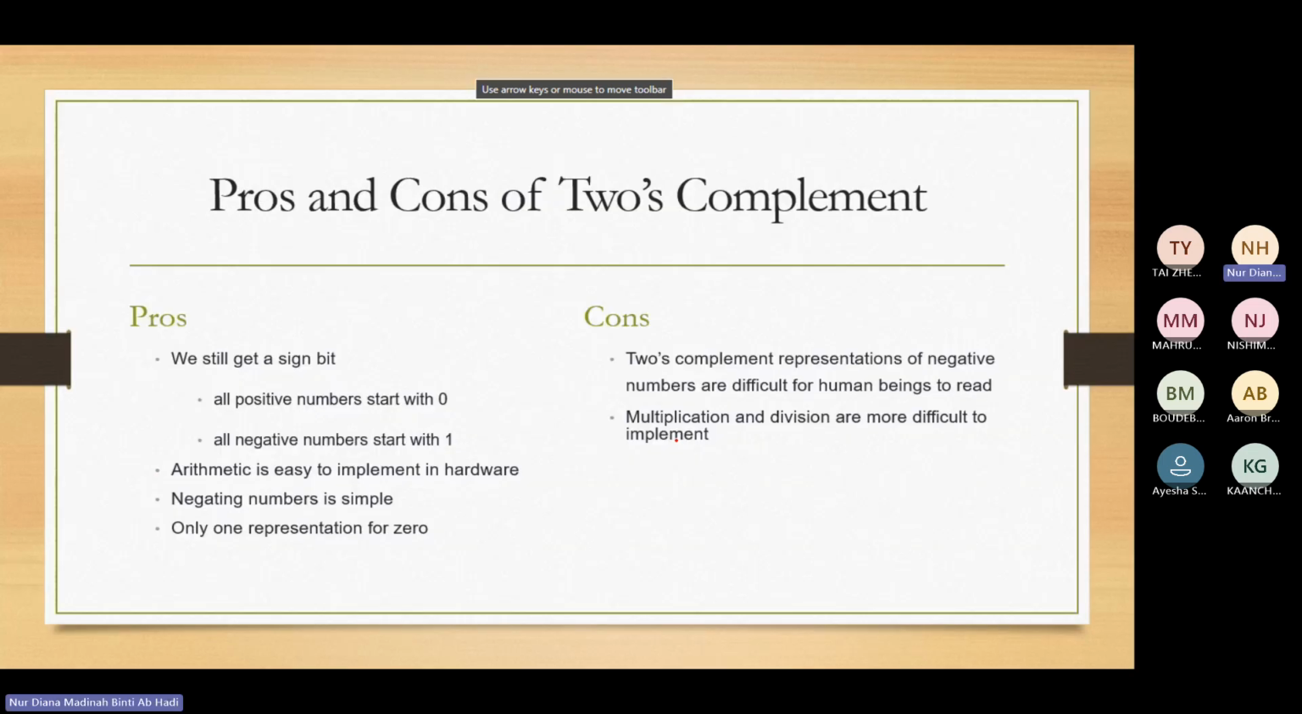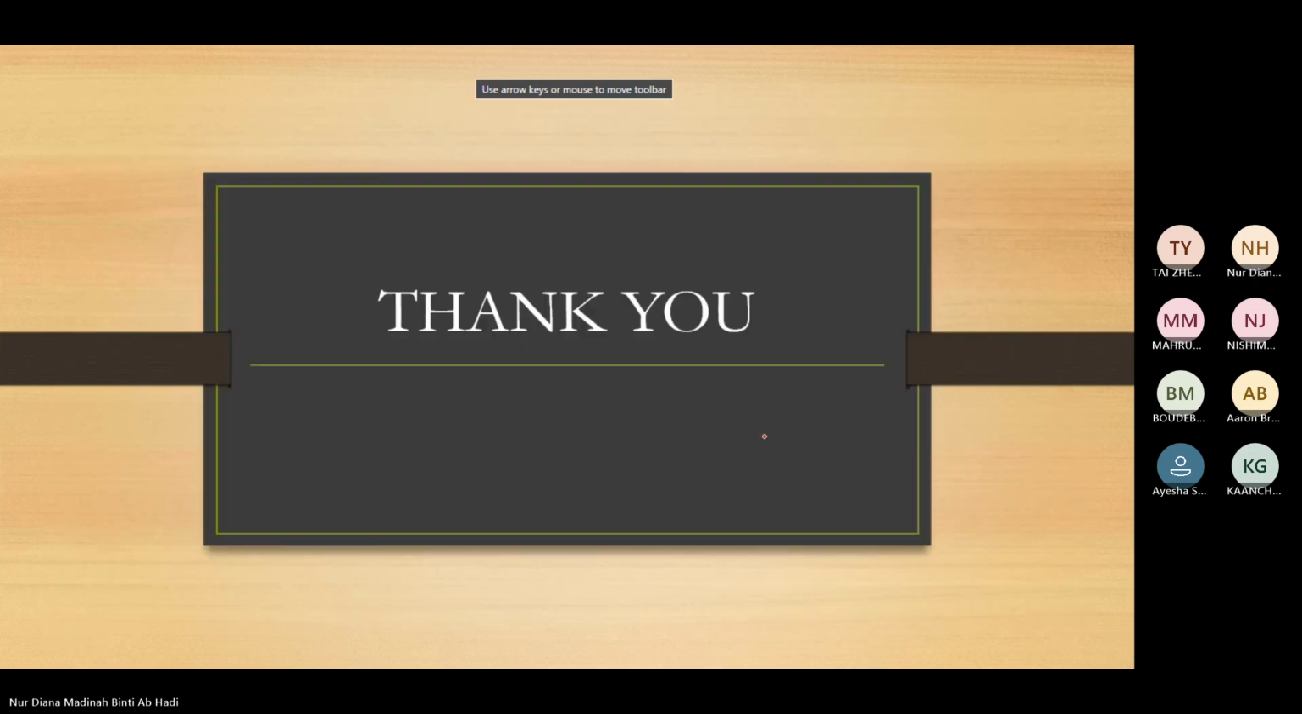So the pros and cons. The pros: positive numbers start from 0 and negative numbers start with 1. Arithmetic is easy to implement in hardware. Negating numbers is simple and there is only one representation for 0. But the consequences: two's complement representation of negative numbers is difficult for human beings to read. Multiplication and division are more difficult to implement. So that's all for 2B.